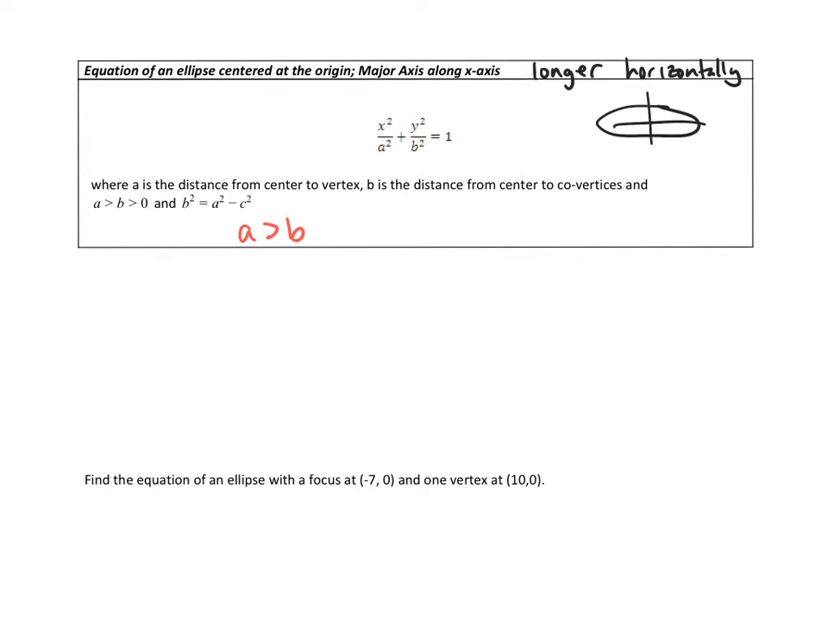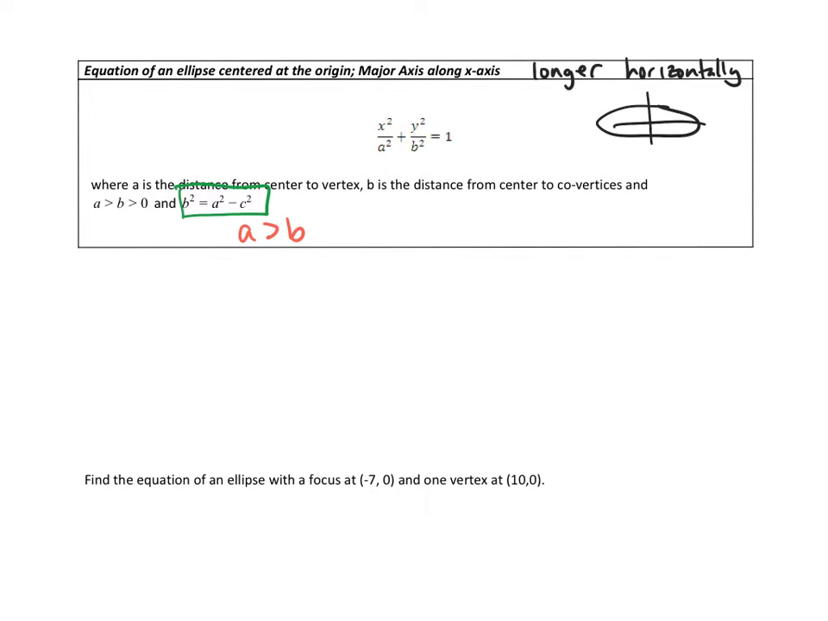So our equation for the ellipse is x squared over a squared, and remember, A is the distance from the center to the vertices on both sides, plus y squared over b squared equals 1. And b is that distance from the center to the covertices. So a is greater than b, and then very importantly, we have this relationship between a, b, and c. For an ellipse, this is always b squared equals a squared minus c squared.